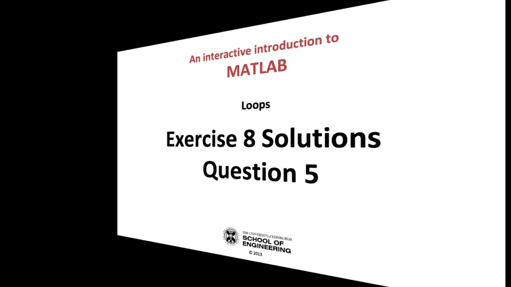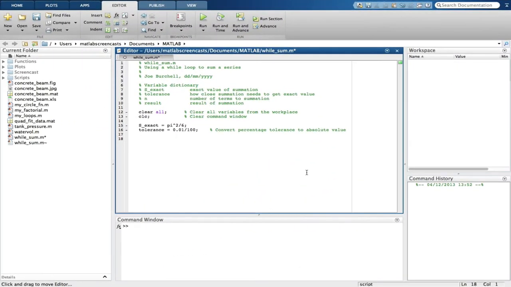Question 5 is all about using a while loop to calculate a series that approximates an exact value. The idea is that we will use the while loop to calculate a number of terms in this series. And when we have enough terms to get within 0.01% of the exact value, then we want our while loop to stop.